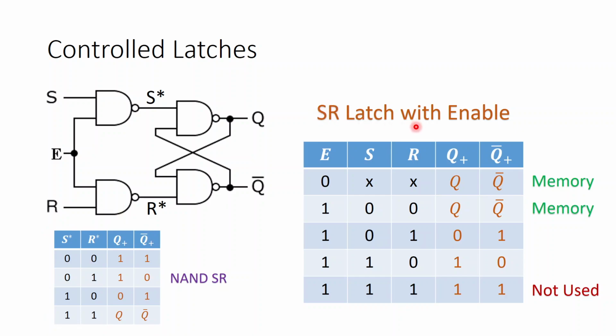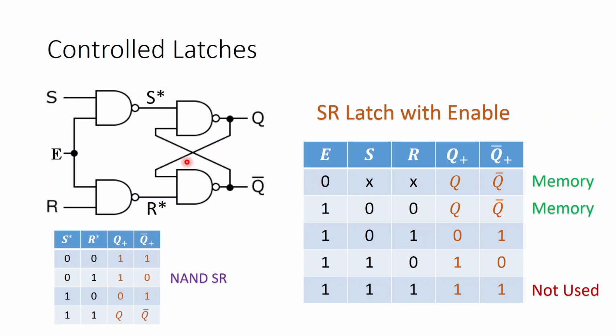Now the NAND SR latch with enable, what we have to understand is, given particular combinations of S, E and R, what would be my S star and R star? That is what we need to understand only, because after that we will look into this truth table and can predict the outputs directly. Let us see.